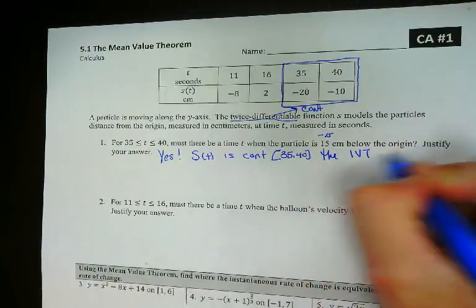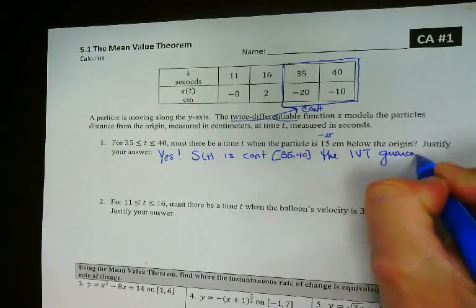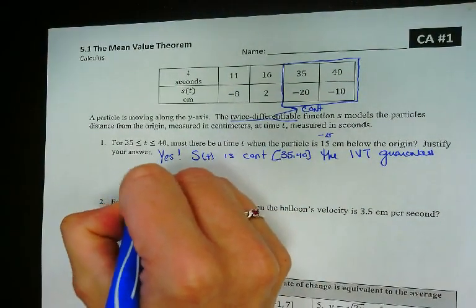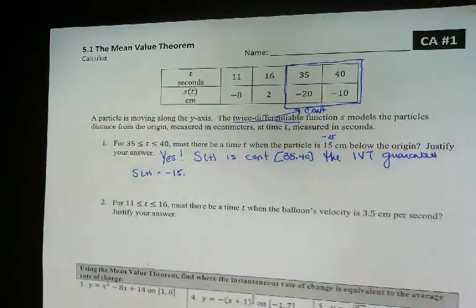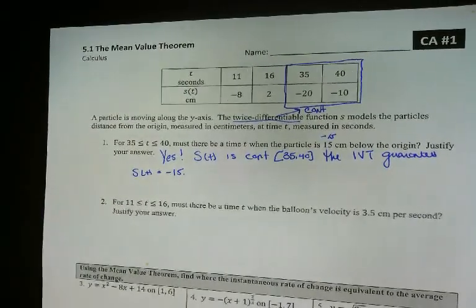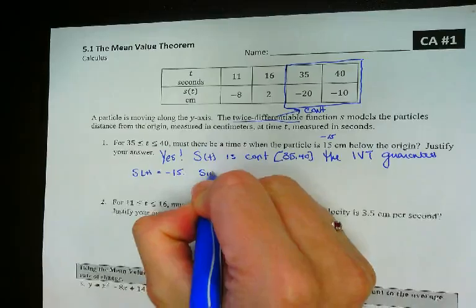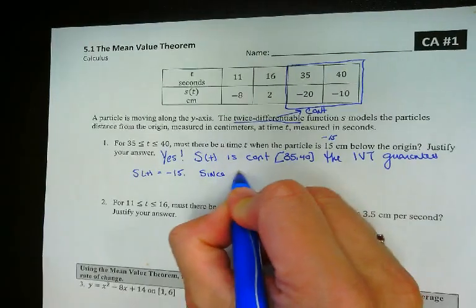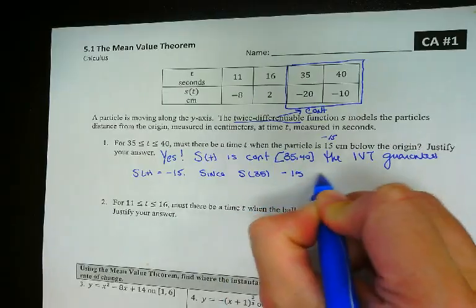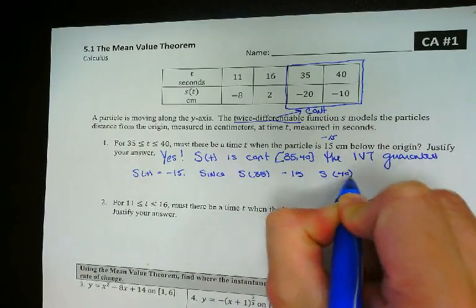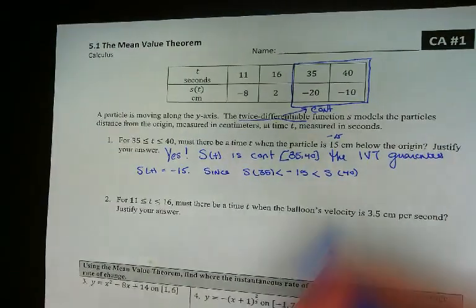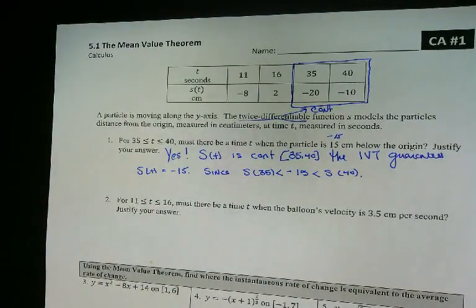Then the IVT guarantees whatever I'm asking, that S of t has to equal negative 15. Again, a couple people have f of x. We're talking about S of t. It has to equal negative 15 since, and then I'm going to show where it happens. S of 35 is less than negative 15, which is less than S of 40. Less than and less than, right? So just watch your wording of that.